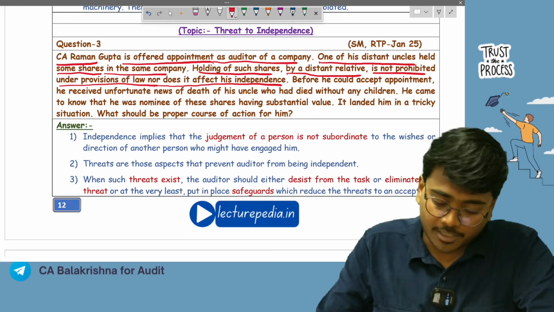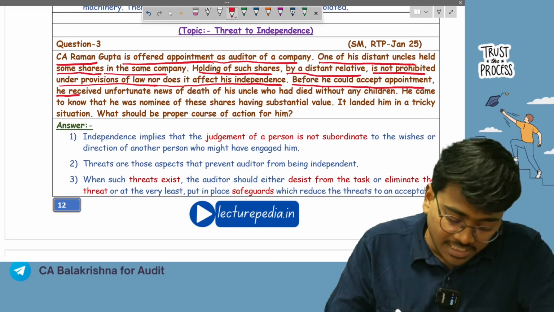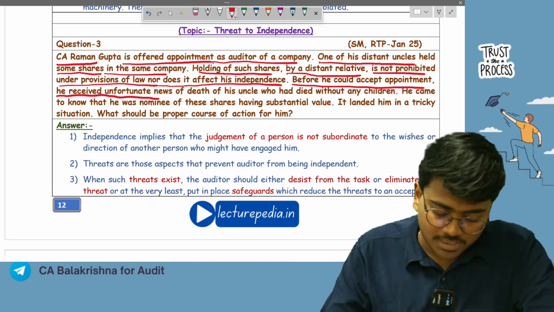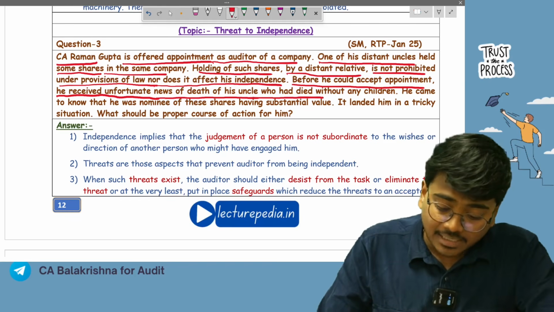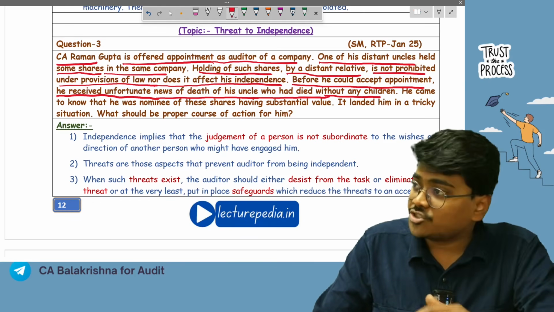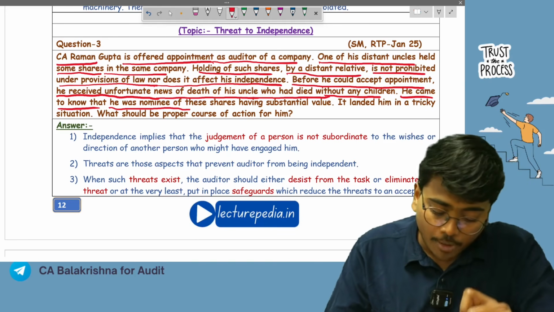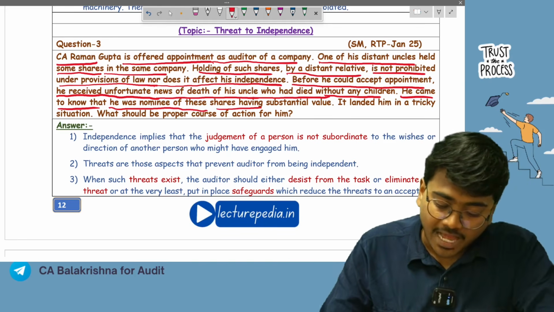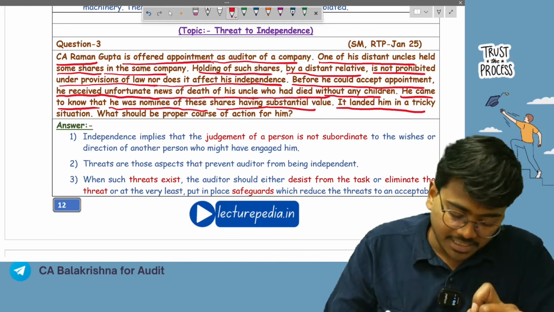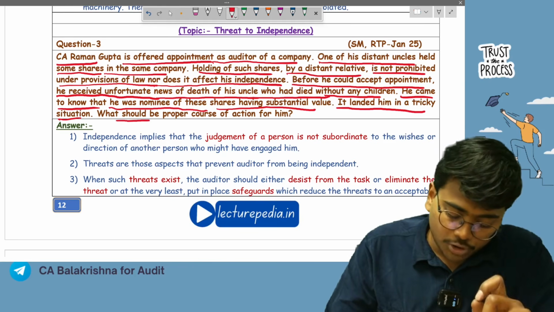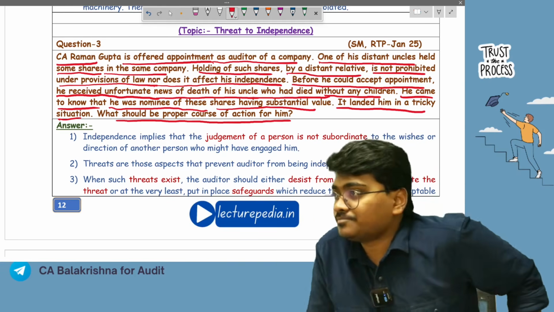But let's see what happened. Before he could accept the appointment, he received unfortunate news of the death of his uncle, who had died without any children. Now he comes to know that he was nominee of these shares having substantial value. It landed him in a tricky situation. What should be the proper course of action for him? Have you understood the question?